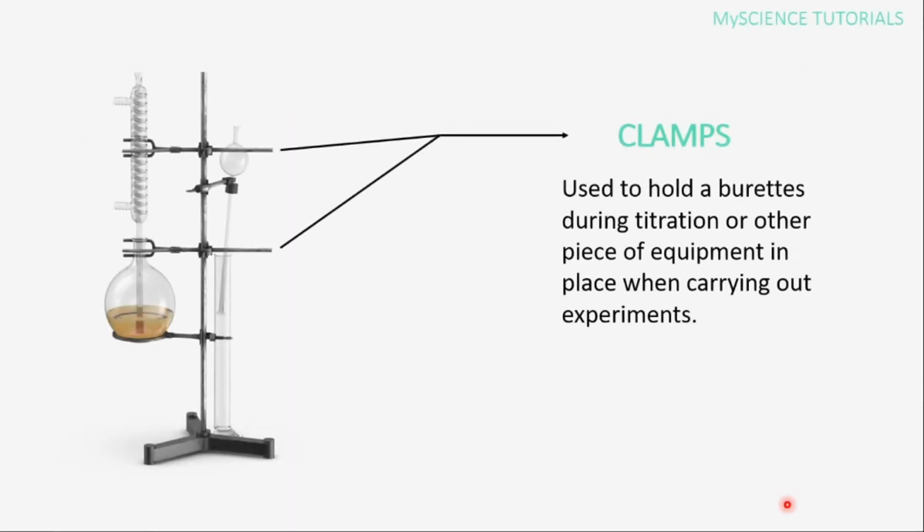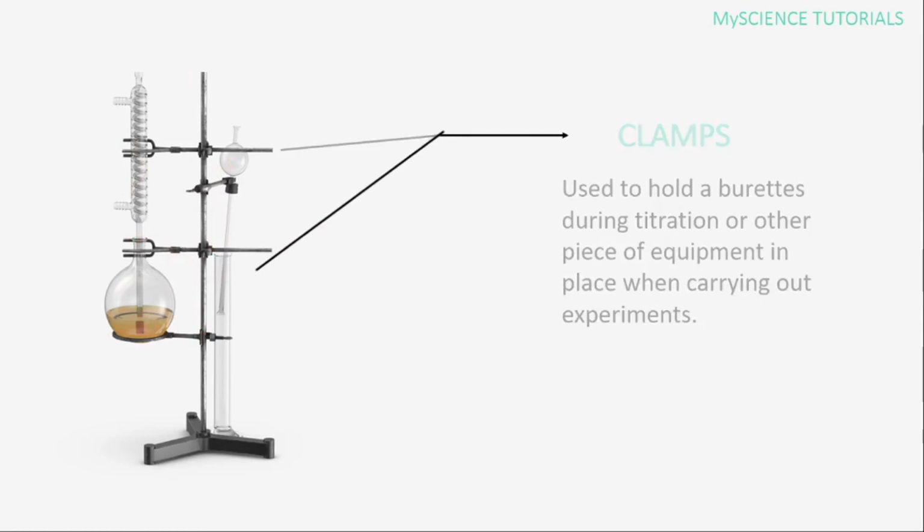Now I'm going to be talking about the clamps and then the retort stand at once. The clamps are used to hold burettes during titration, or other pieces of equipment in place when carrying out experiments. We can see that we have the clamps, these two are the clamps. We have 3 clamps over here, and they are used to hold this piece of glassware, and the same as this piece of glassware over here, in place during this experiment. So you can see that the clamps are used for holding.